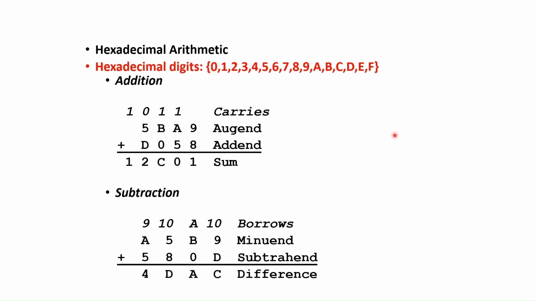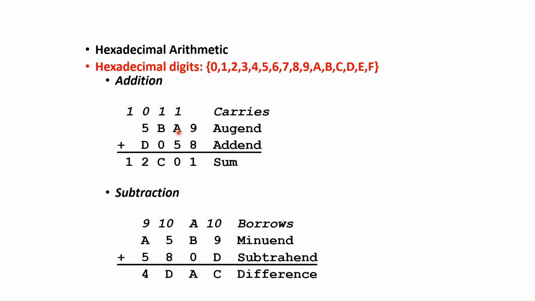Let's see the hexadecimal arithmetic. Hexadecimal digits are 0, 1, 2, 3, 4, 5, 6, 7, 8, 9, A, B, C, D, E, F. So we are adding. 9 plus 8 is 17 in decimal, and the equivalent in hexadecimal is 1, 1. So you keep the 1 here and the other 1 goes here.